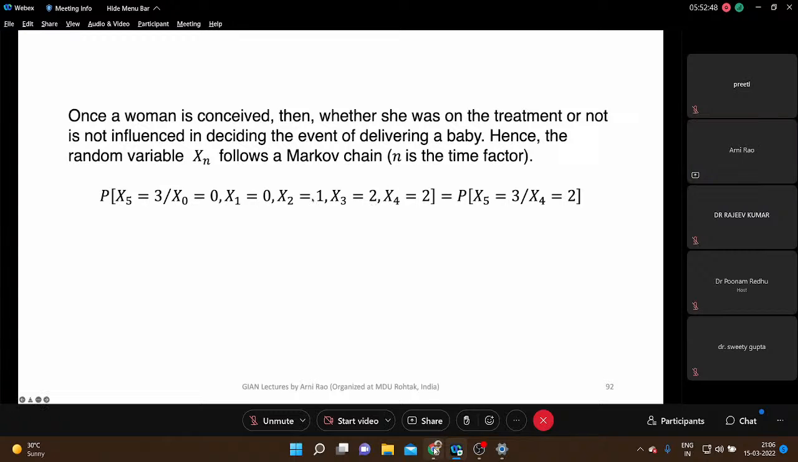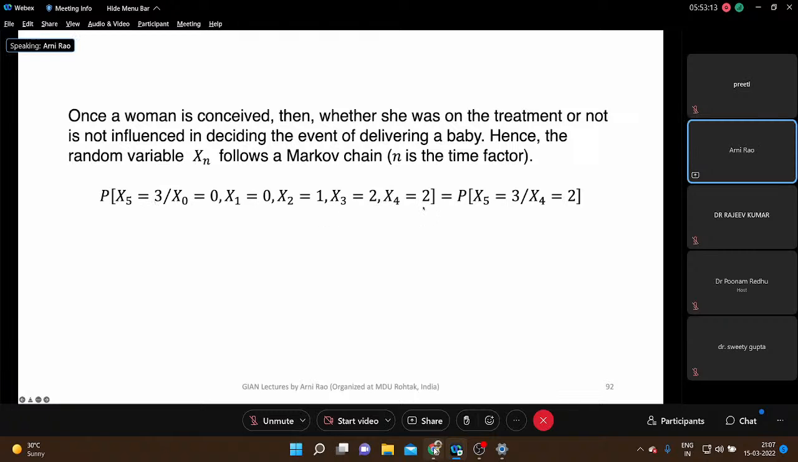X3 is state 2, that means she conceived. That means she is not on treatment. X3 conceived, X4 still conceived, X5 delivery of baby, which is 3. So this is the probability of X5 equal to 3 given X4 equal to 2.